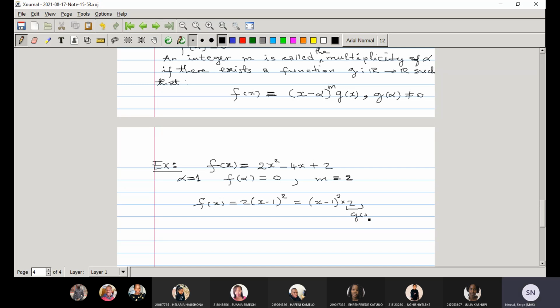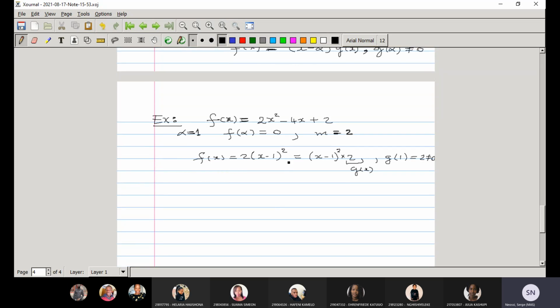So what is this 2 for me? This is my g of x. Now you can see that g of 1 is 2, which is non-zero. So at alpha, this is not 0. So you see that it satisfies the definition. So m is 2, this is our multiplicity.